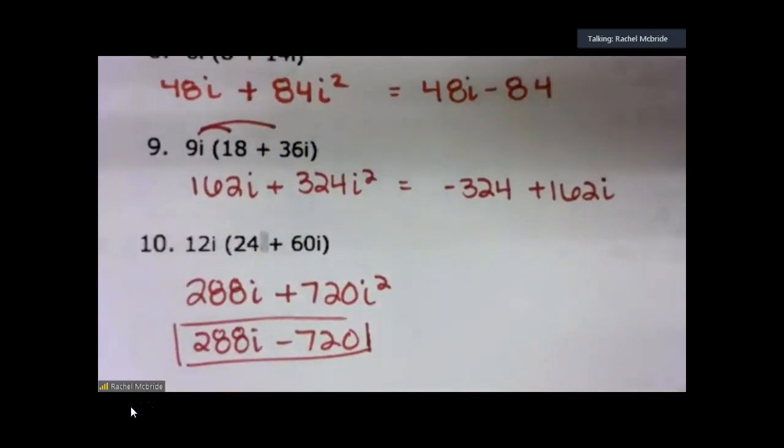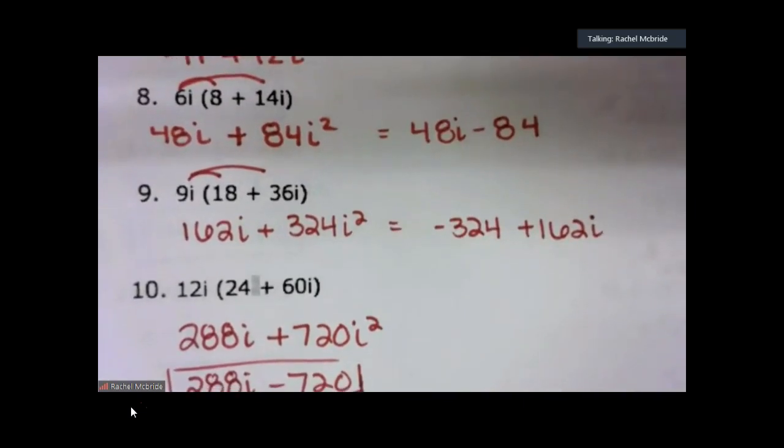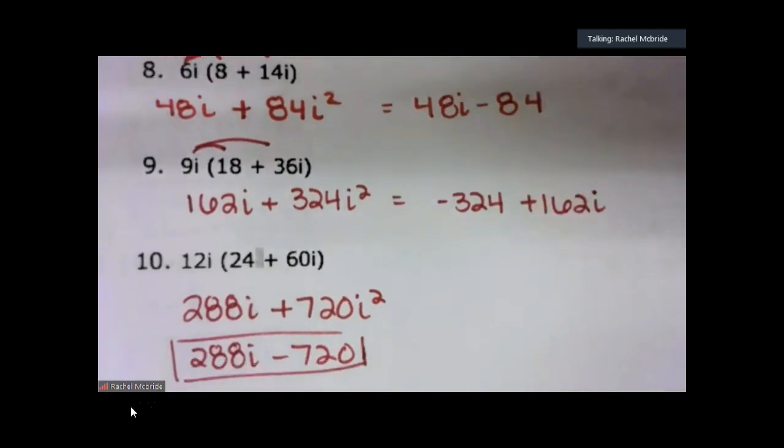And then you got 8, 9, and 10. So in 8, you had to distribute and combine like terms. In 9, you had to distribute and combine like terms. And then in 10, that's the one that has that weird box after it. So you had to distribute and combine like terms.